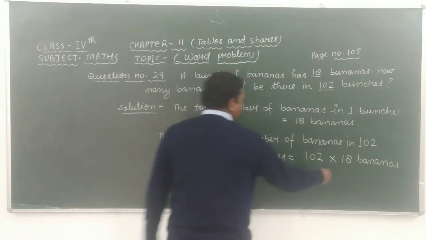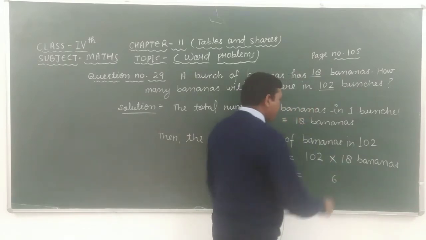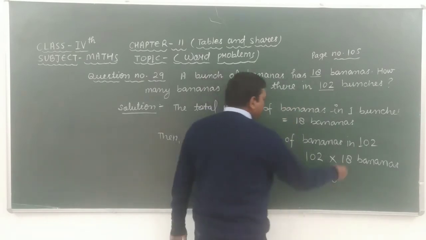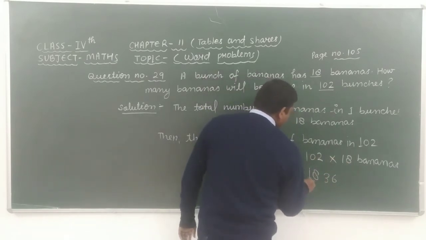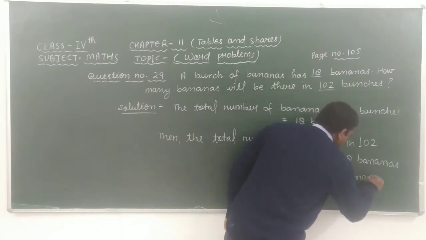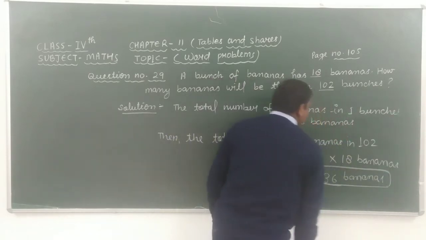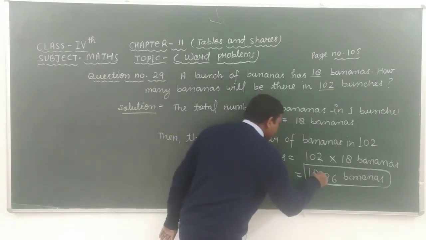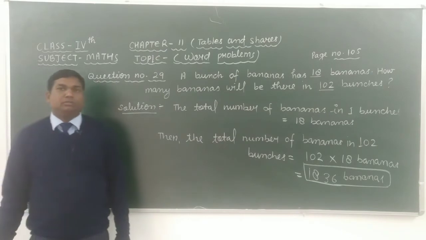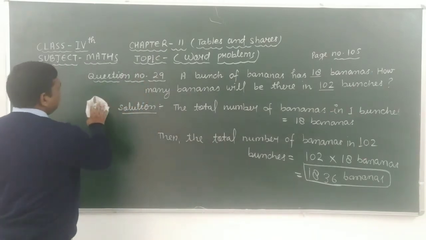Okay, after multiplying these we get 18 times 2 is 36, 6 carry 3, 18 times 0 is 0, here we get 0 plus 3 is 3, 18 times 1 is 18. It means that 1836 bananas. Okay, students, if you have any doubt in this question, please ask me, and please write in book and math fair copy both.